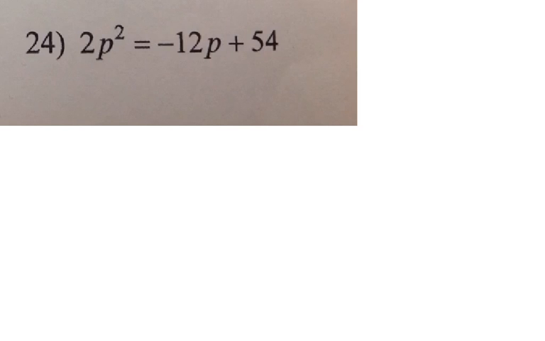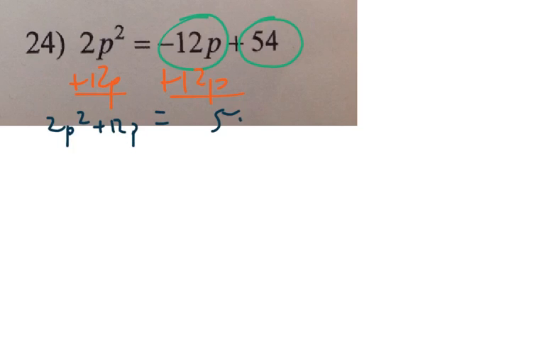Okay, now the first thing I hope you notice is that we have a P and a 54 there. That's in the wrong position. So what I'm going to do is go ahead and add 12p to both sides. I'm adding 12p to both sides. So that leaves me 2p squared plus 12p equal to 54.